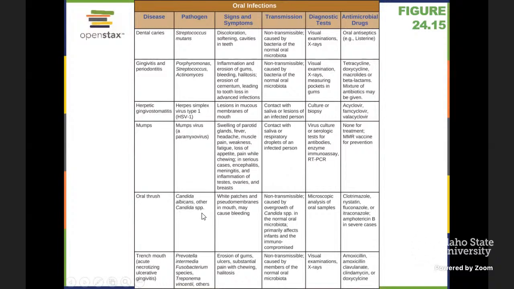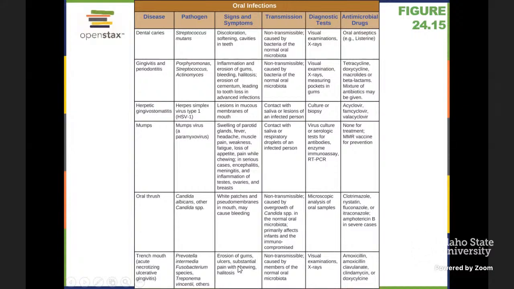Candida albicans and some other Candida species are culprits for thrush. And like I said, we can see that elsewhere. Our trench mouth, Prevotella, Fusobacterium, and Treponema vincentii are potentials. And we mentioned Vincent's disease with this. So I mentioned bad breath.